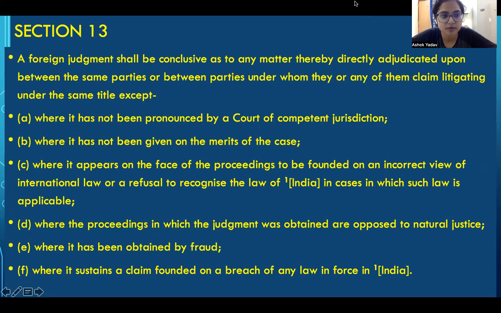But it will not be a conclusive judgment if it has not been pronounced by a court of competent jurisdiction, and it was not given on the merits of the case, or where it appears on the face of the proceeding to be founded on an incorrect view of international law or a refusal to recognize the law of India in cases in which such law is applicable, where the proceedings in which the judgment was obtained are opposed to natural justice, and where it has been obtained by fraud, and where it sustains a claim founded on a breach of any law in force in India.